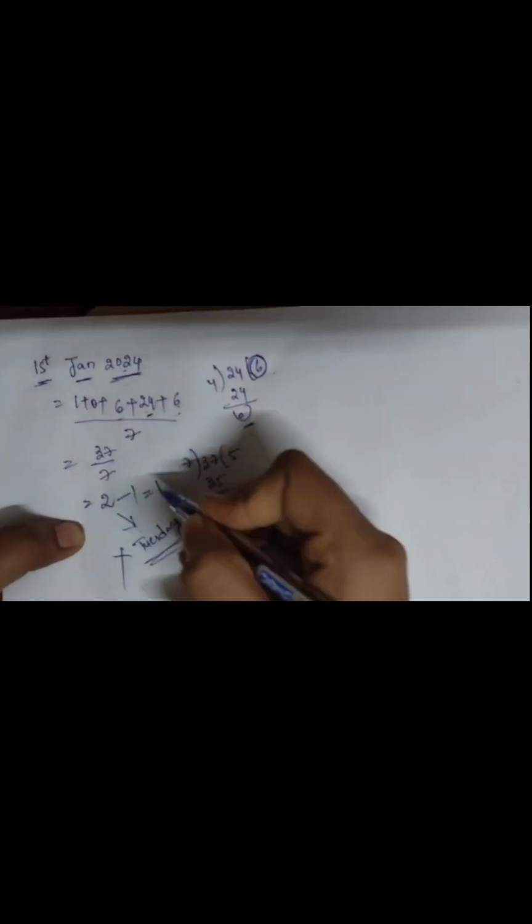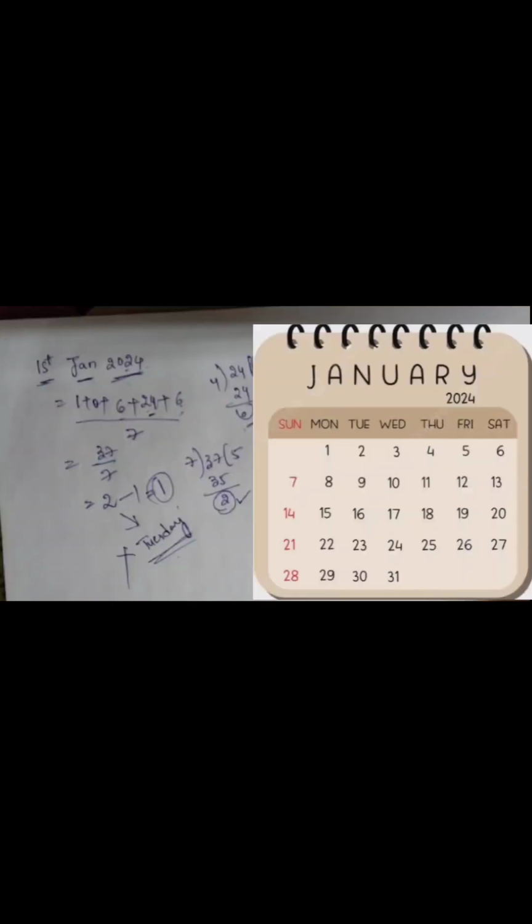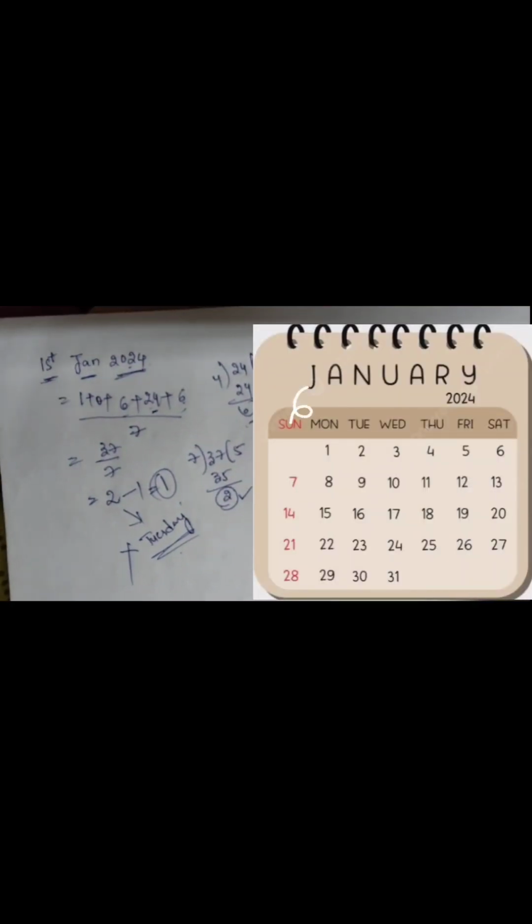So when this kind of situation occurs, simply subtract 1 from the given number. So 2 minus 1 is 1. What is the day code of 1? 1 is the day code of Monday, right? That is, 1st January 2024 is a Monday.